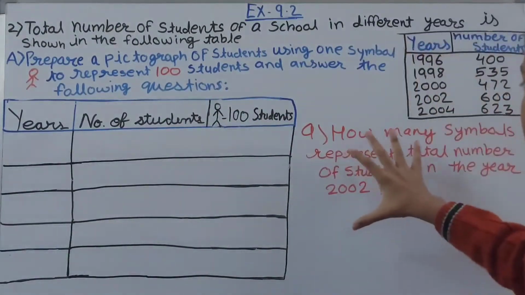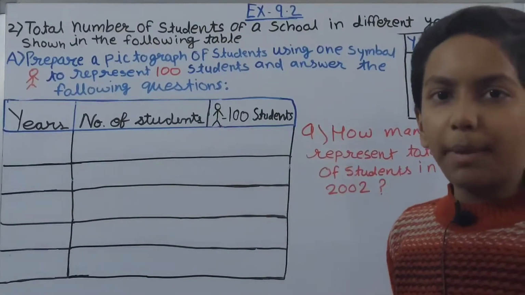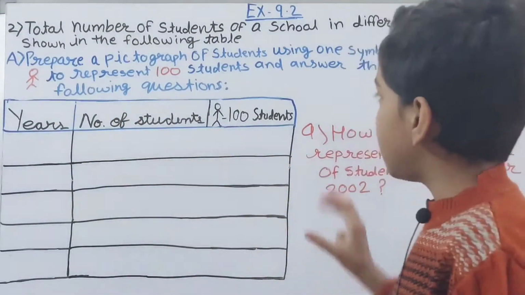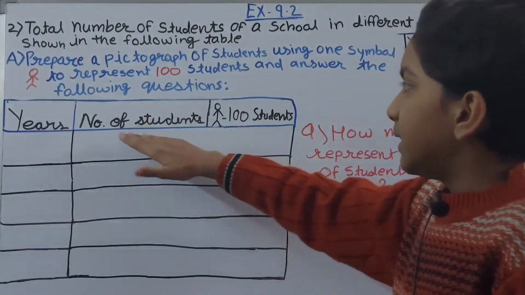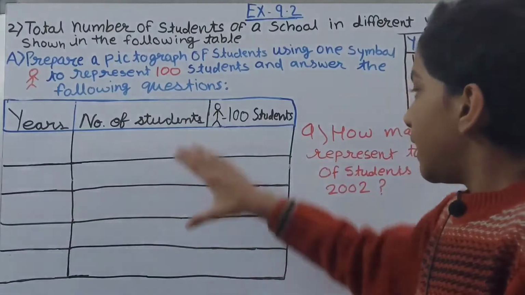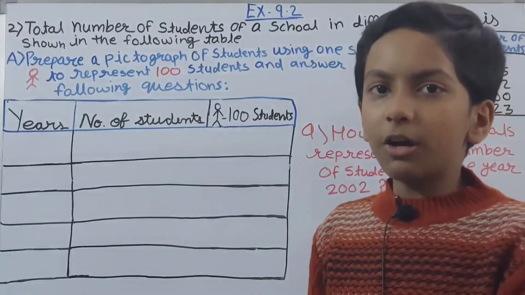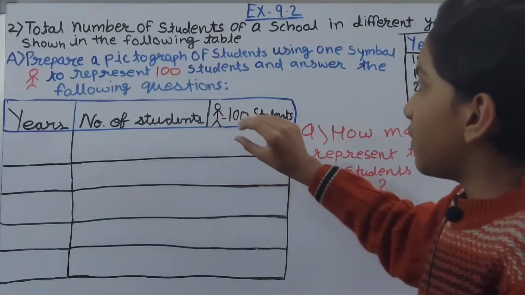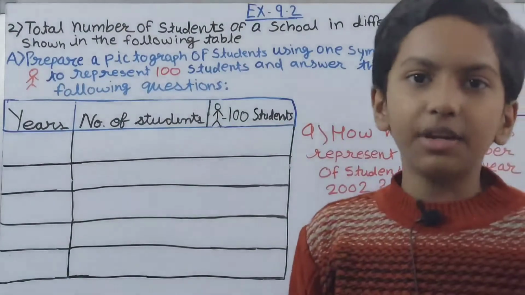We will answer these questions later on, but first we will be making the pictograph. First we have divided this. You can see we have written three very important things in this pictograph. First is years, then number of students. In this area we will be making the symbols which will represent the number of students in a particular year. And over here, this is very important, it shows that this one symbol is equal to 100 students.